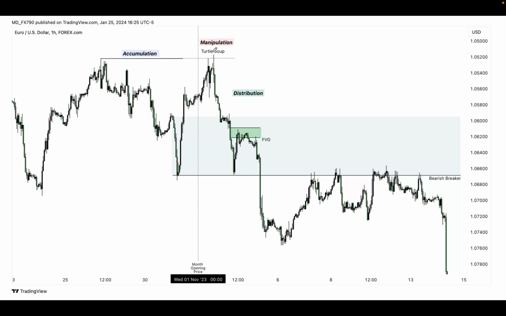We are getting manipulated to buy, right? That's why it is fake. It's literally how it sounds: fake move, manipulation. So the first move is to get us that total soup that we're waiting for. Then after we get our total soup, we get a fair value gap entry, then a bearish breaker, and that's basically the entry sequence.